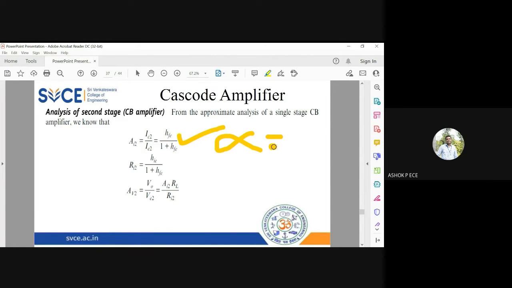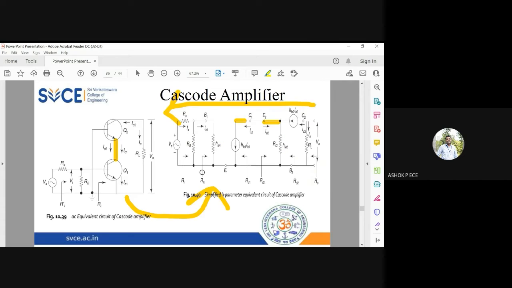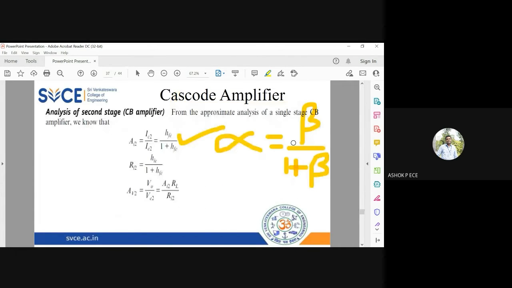Alpha is beta by 1 plus beta. We have studied this in devices, right? Same thing. Alpha equal to beta by 1 plus beta. And Ri2 is HIE by 1 plus HFE, whenever you have an emitter. Ri2 is the input impedance of this side. So Ri2 equal to HIE by 1 plus HFE.